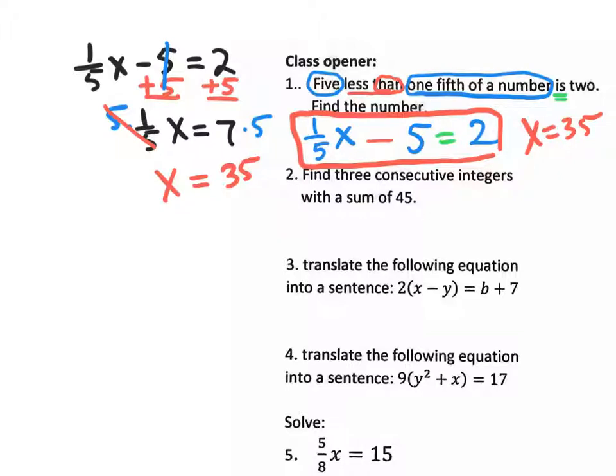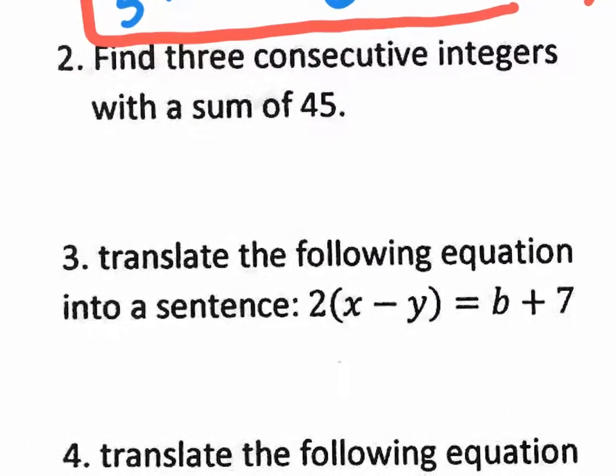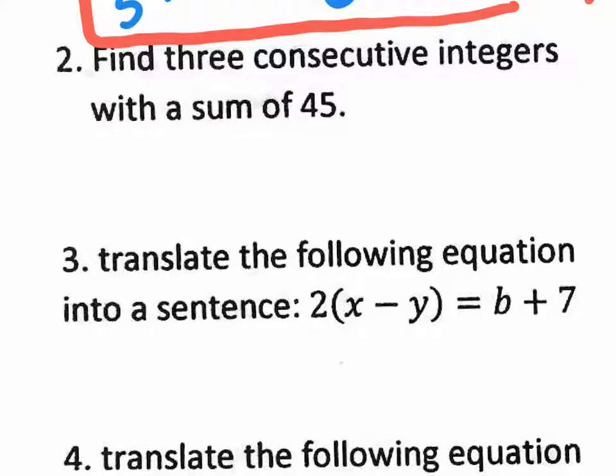Now number 2 is interesting. It says find 3 consecutive integers with the sum of 45. Okay. Let's think about this. What does consecutive actually mean? If you go to the doctor's office and they tell you, hey, you need to take these pills, let's say you're sick, and they tell you you need to take these pills for 5 consecutive days. That means 5 days in a row, right? Monday, Tuesday, Wednesday. You can't just do, I want to take this pill on Monday, I want to take this one on Thursday. Consecutive days means days right next to each other.